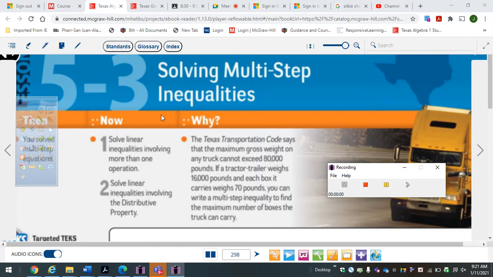Solving multi-step inequalities. Number 1, we're going to solve linear inequalities involving more than one operation. Usually, last week, all we did was adding and subtracting, and then we did multiplication and division. Remember, if you multiply or divide by a negative, it switches the inequality sign, so don't forget that. Solving inequalities involving the distributive properties. So basically, we continue advancing our problem-solving skills, our solving linear equation skills, all of that good stuff.